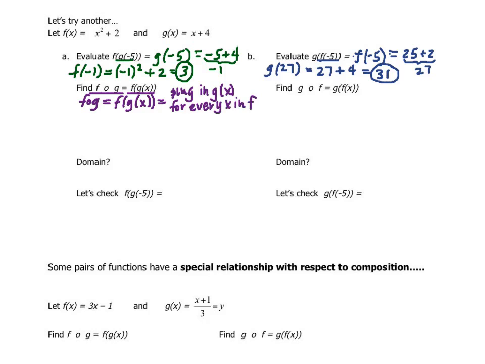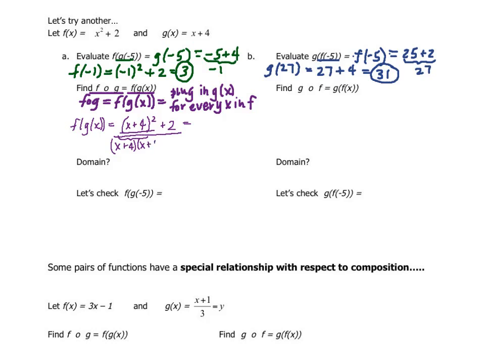So go ahead and pause the video and see if you can successfully come up with f of g of x, plugging in g of x for every x in f. Hopefully you started out with x plus 4 squared plus 2. That's just plugging in g of x for every x in f. Then you need to simplify that. Remember, x plus 4 squared is not just squaring both terms, it's actually multiplying x plus 4 times x plus 4.